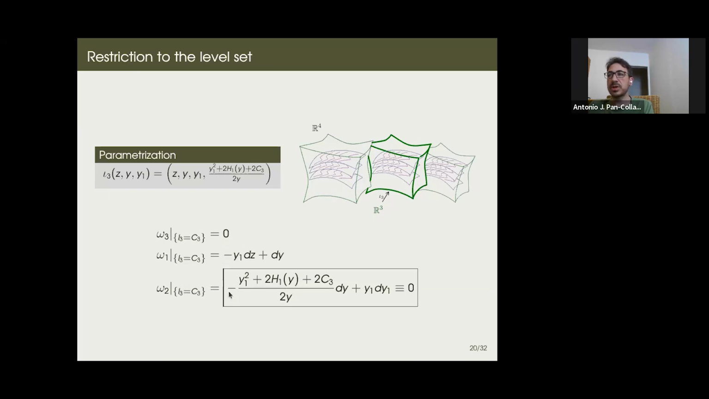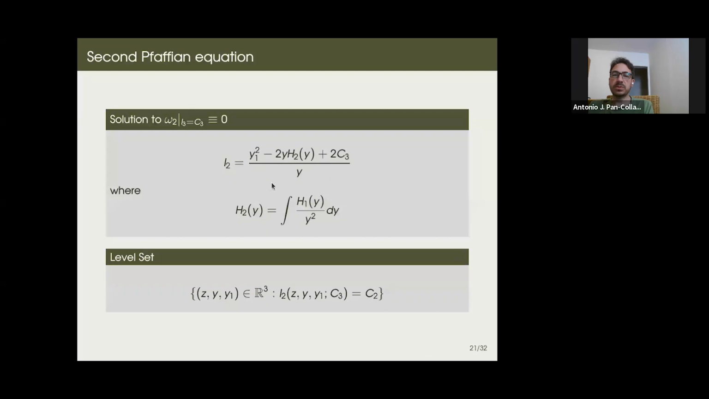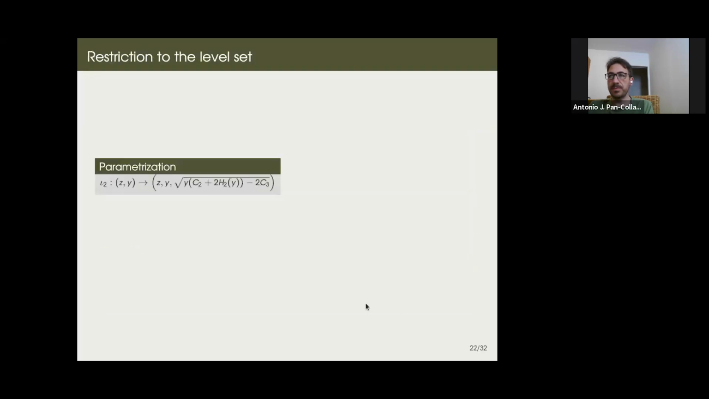And now we focus on this one-form, omega 2, which gives rise to the second Pfaffian equation we must solve. A solution of this Pfaffian equation is shown here, and we focus, as before, on the corresponding level set by taking a particular C2. We again obtain a parametrization, in this case iota 2, which is a 2-dimensional space.